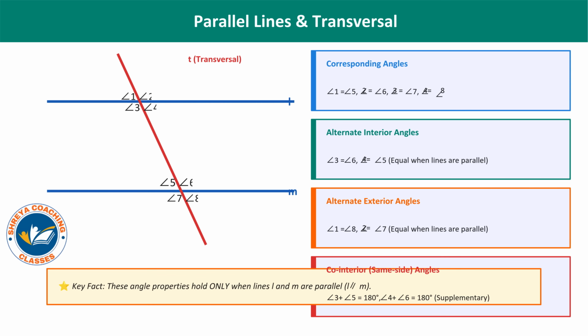These angles are not equal. Instead, their sum is always 180 degrees. Remember one very important point. These properties are true only when the two lines are parallel. If the lines are not parallel, these angle relationships do not necessarily hold. So always check whether the lines are parallel before applying these rules.